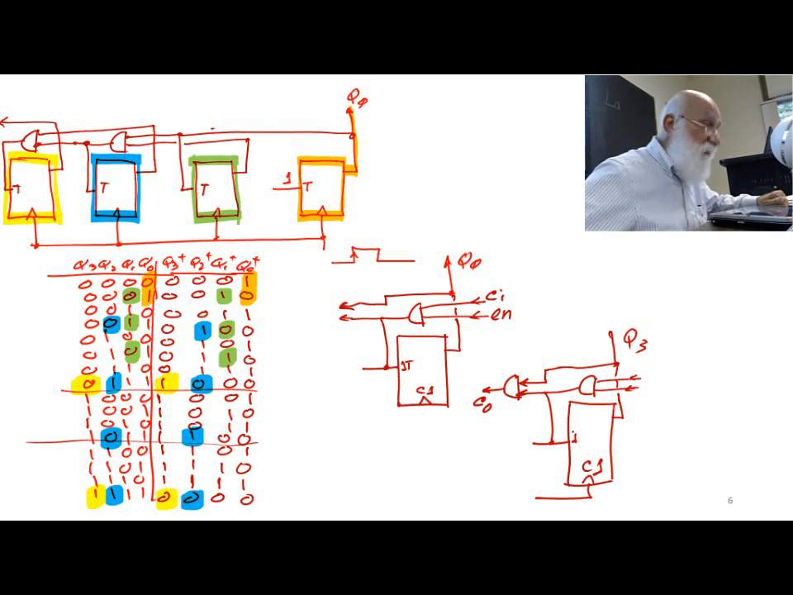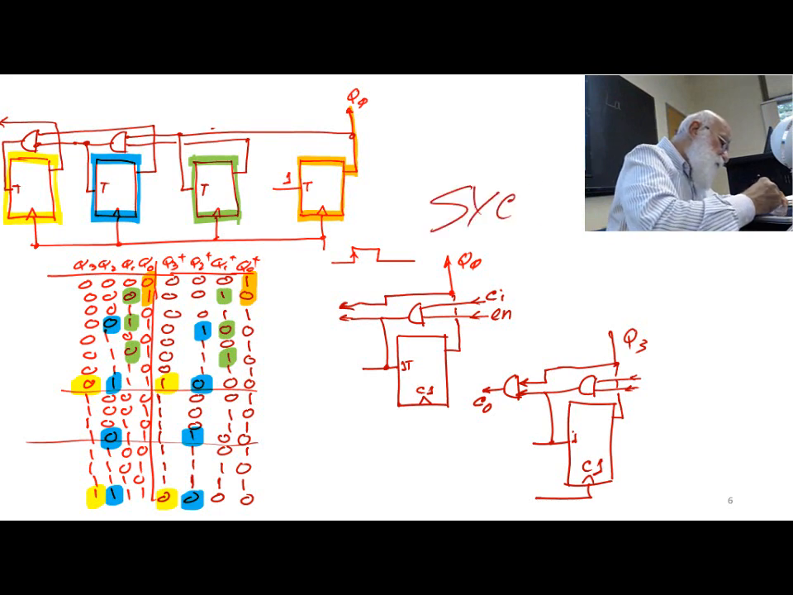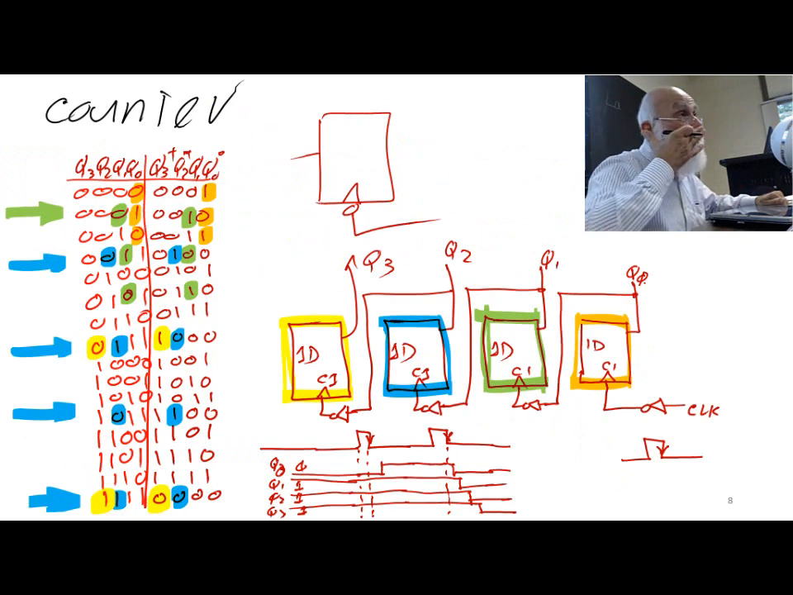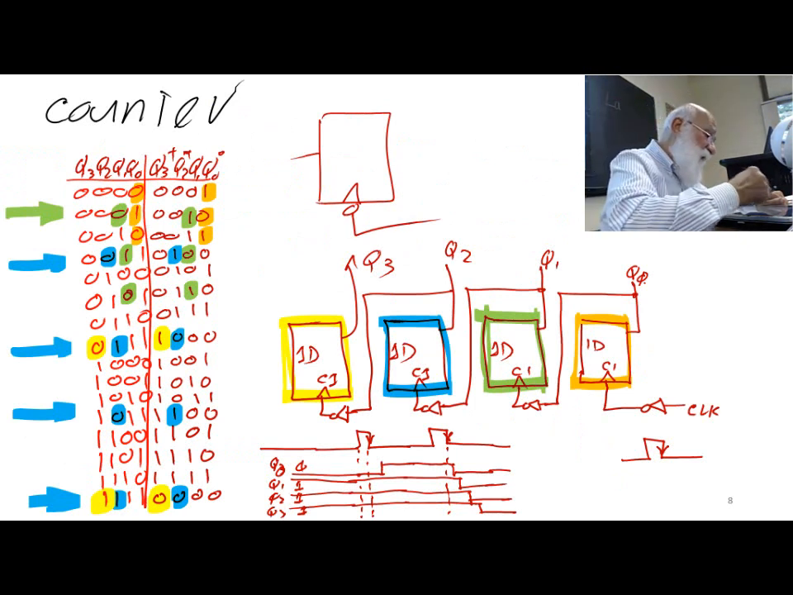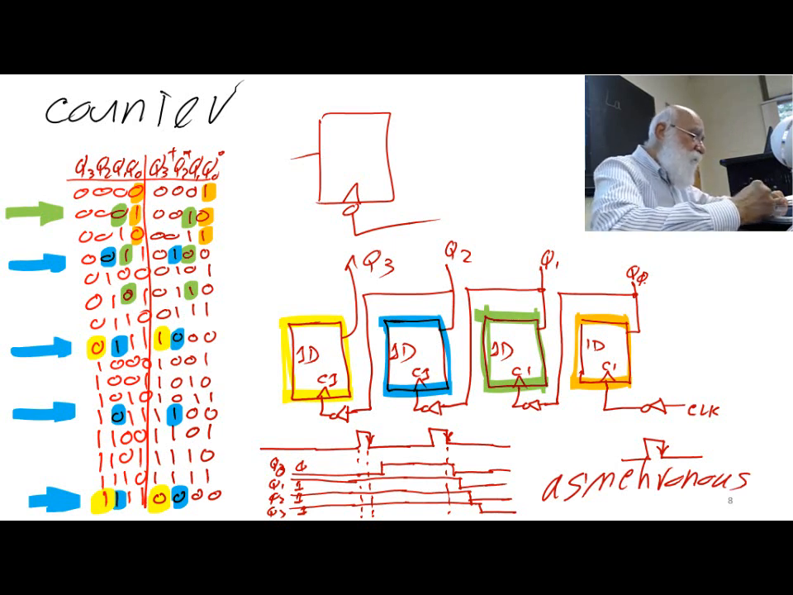This is called a synchronous counter. I have a hard time saying synchronous or asynchronous. Whereas this one, because the outputs don't change at the same time, is called an asynchronous counter.